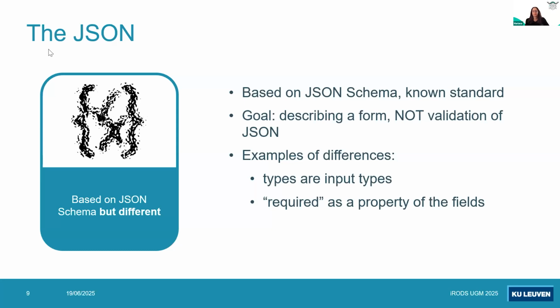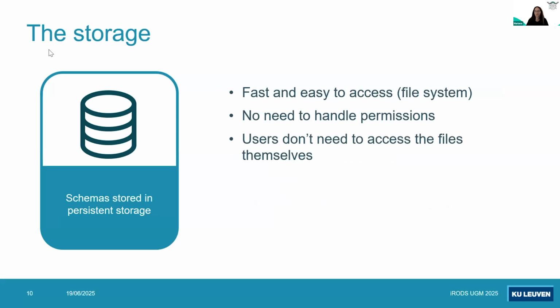So maybe I'll show it a bit later. If you don't know JSON schema, this may make no sense. But the idea is that JSON schema is meant for validation of JSON, and we wanted to create a form. That's all. So we didn't use it. That made no sense for us.